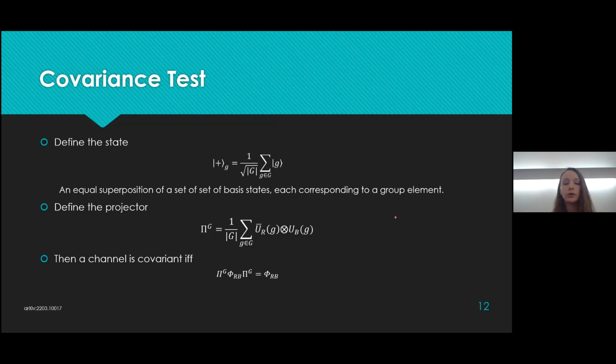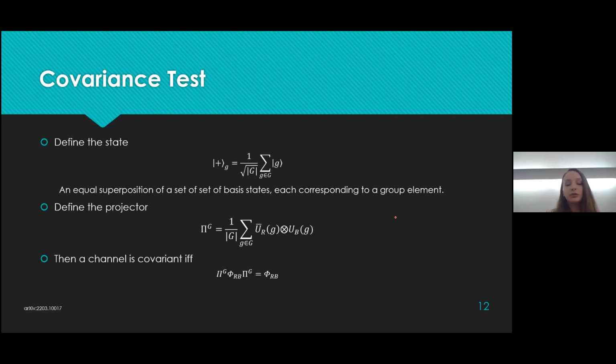So what we do is first we define our control register. Our control register is going to be in something we call the plus state, where it's an equal superposition over a set of basis states where each state corresponds to a group element. So you can imagine some orthonormal set, and then you label them in some consistent way where each one corresponds to one of the group elements.